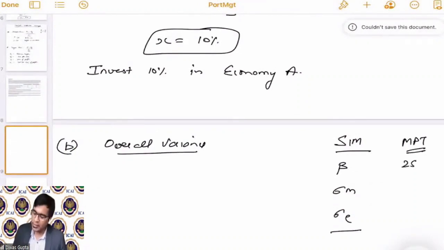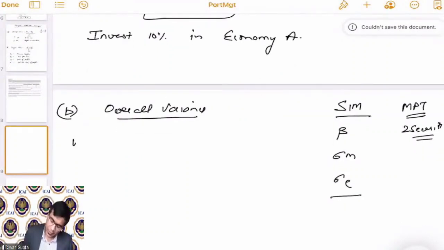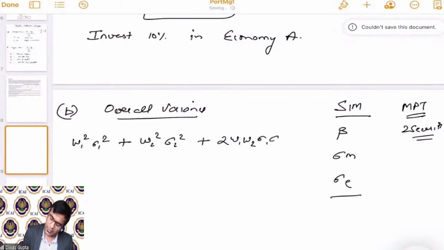And this is a two securities case. Hence, we will just put the weight 1, weight 2 square, the same formula. So now if I put it, weight 1 square, standard deviation 1 square, plus weight 2 square, standard deviation 2 square, plus 2 times weight 1, weight 2, standard deviation 1, standard deviation 2, and correlation coefficient between 1 and 2. So this is the two securities model.